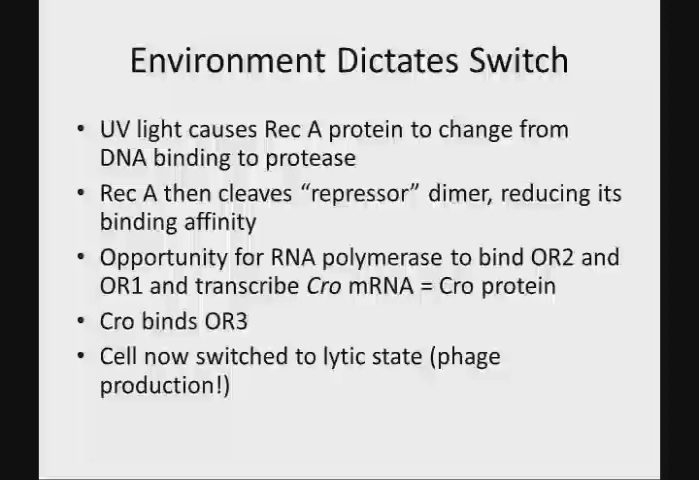And RecA then will cut up repressor. That will reduce its binding affinity, and all of a sudden now CRO has a chance. Because if we're not repressing the CRO gene, we get some CRO going. CRO is going to bind and repress repressor, and then we get more CRO protein, and now we're headed for a lytic cycle. So you might say, well, why would we want that to happen?